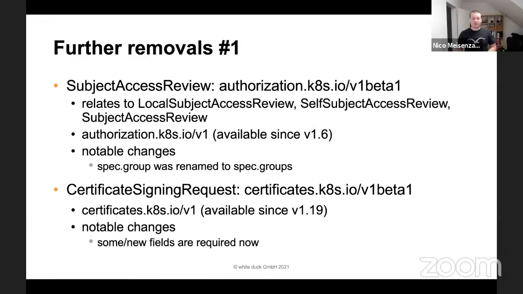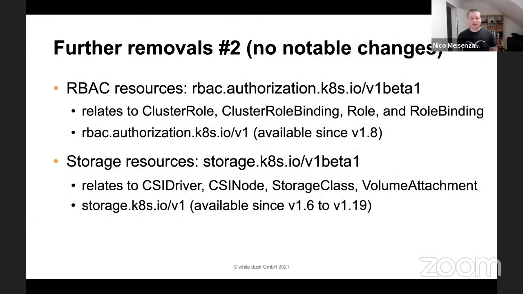Also for certificate signing requests, since 1.19 the certificates API is available in stable, and therefore the beta also gets removed. Also here we have some smaller changes between some fields and some smaller restructure. So in case you need those, also be aware of that. And then we have some more removals. It's a long list, but at least without notable changes here, which basically means you just need to make sure that you're using the new supported versions, but do not have to change anything in your manifest.